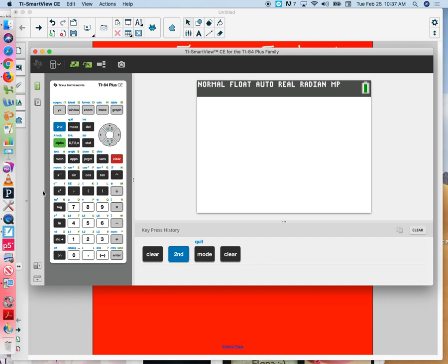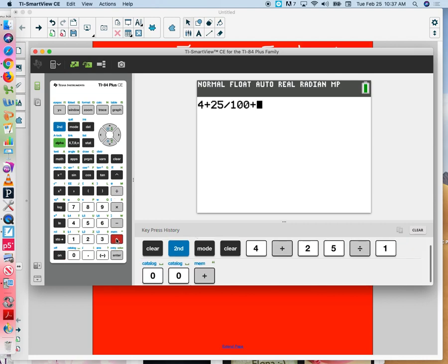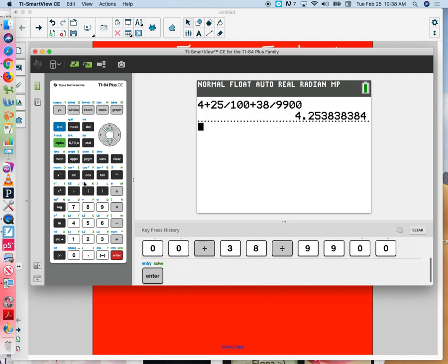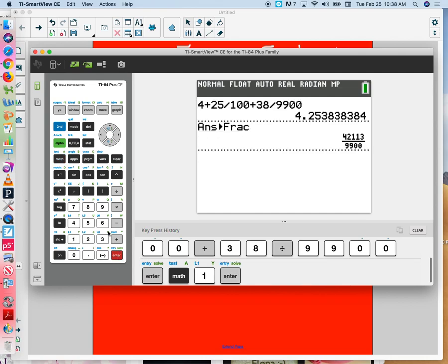All right. So I'm going to go 4 plus 25 over 100 plus 38 over 99, which will make it go 383838. If I go 990, it'll make it go 0.0383838. But I wanted to reserve 2 places because I already had the 0.25. And then you can go back to math fraction, and it'll give it back to you in reduced form.